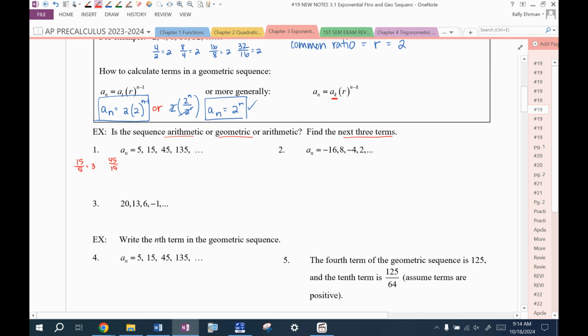45 divided by 15 is 3. 135 divided by 45 is also 3. So yes, this is geometric. So I've got that answer. And then what are the next 3 terms? So because the common ratio is 3, I should just multiply 3 to get the next set of terms.